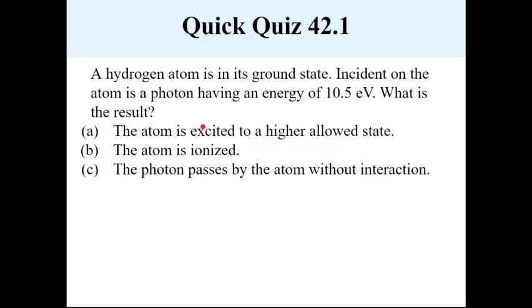Okay, so this quick quiz asks about a photon coming near the hydrogen atom with an energy of 10.5 electron volts. What happens? So the energy that a hydrogen atom will absorb has to be discrete, has to be the right amount to get it to go up to a certain level, or it has to be more than its ionization energy.